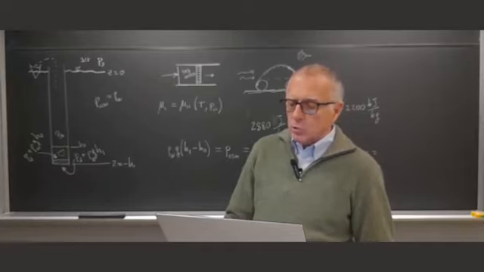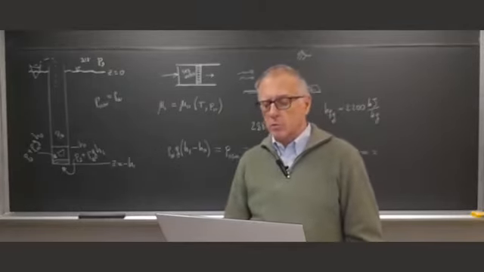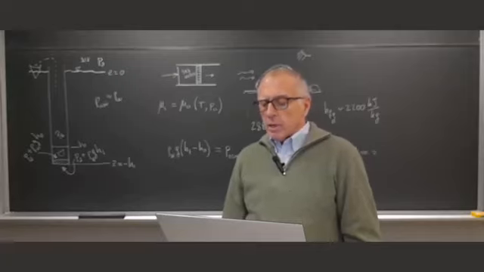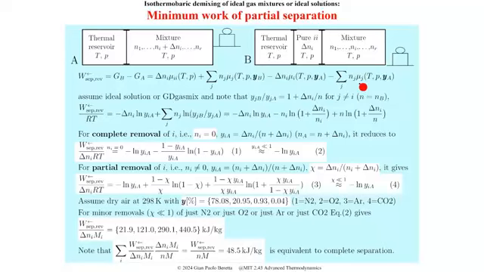Then I use ideal solution or ideal Gibbs-Dalton mixture behavior so that I can express the chemical potentials of the mixture in terms of those of the pure components plus RT log of the y's. And doing that substitution, I obtain this expression. So this is the general expression for the work in terms of the initial amounts and of the amount that I have extracted of component I.